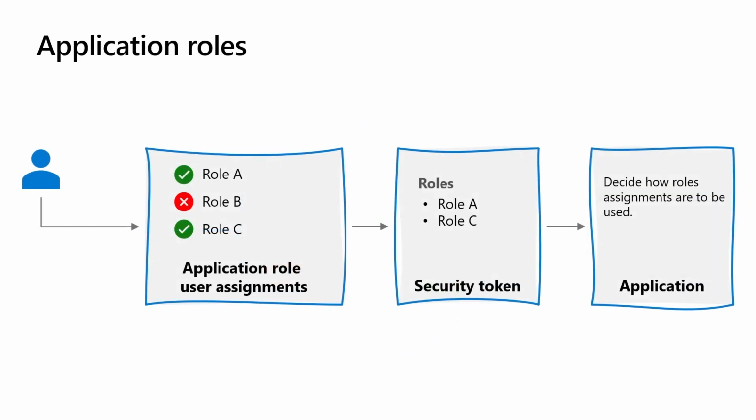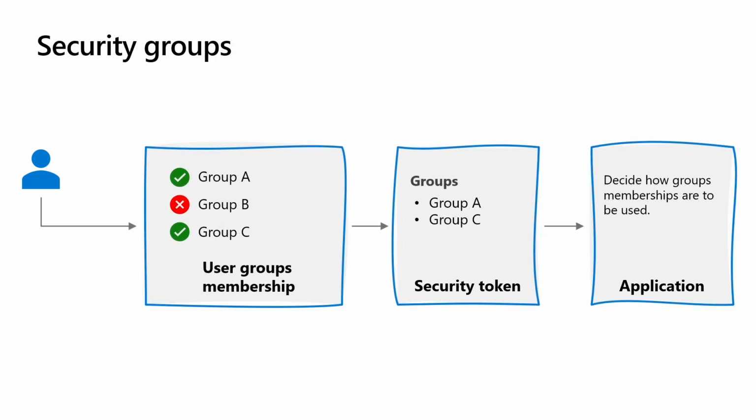To implement role-based access control, application developers define application roles in the Microsoft Entra ID application registration. Then the administrator or help desk can assign these application roles to users. The user's role assignment will be included in the security token that the application receives from Microsoft Entra ID. You can also use security groups to implement role-based access control for your applications, where the membership of the users in specific groups is interpreted or represented as their roles in the application. The user's group membership will also be included in the security token.